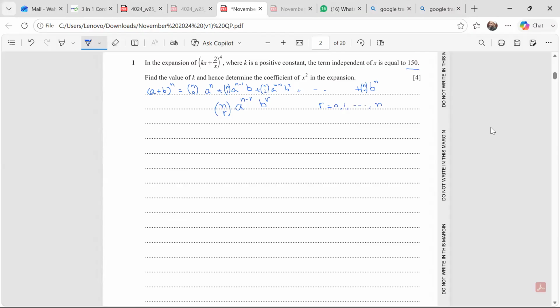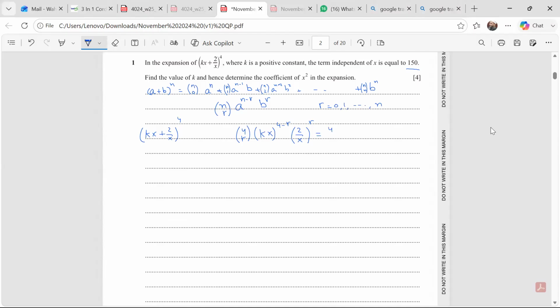Anyway, right now we have this expression (kx + 2/x)^4. When I expand this using the general expression, my n is 4, so 4 combination r, and a is kx, its power is n minus r, so 4 minus r, and b is 2 over x, and it has power r only. Okay, so this is going to be the general term.